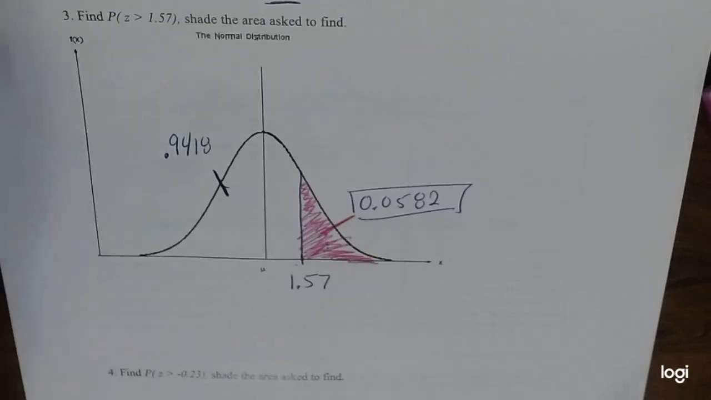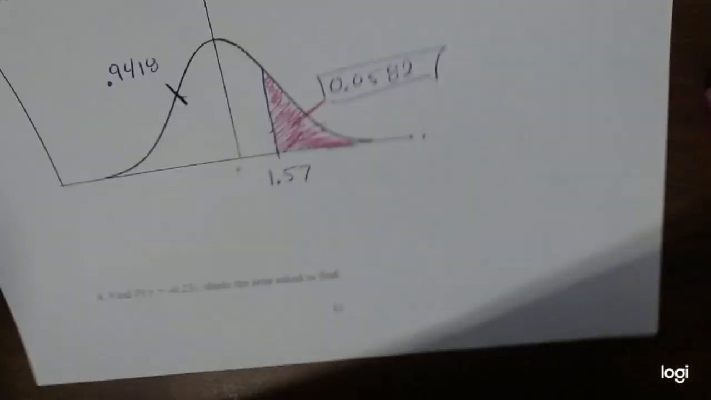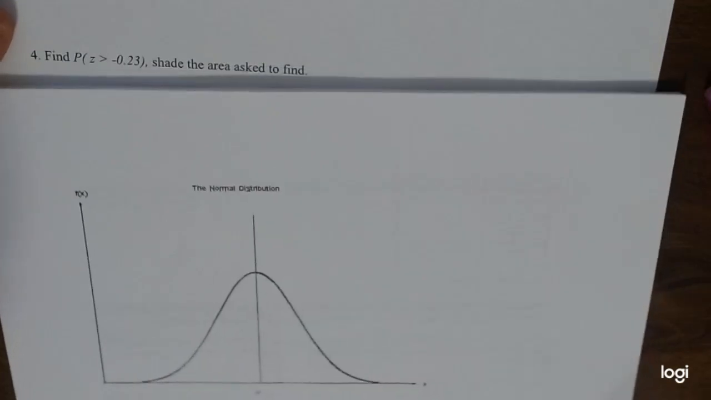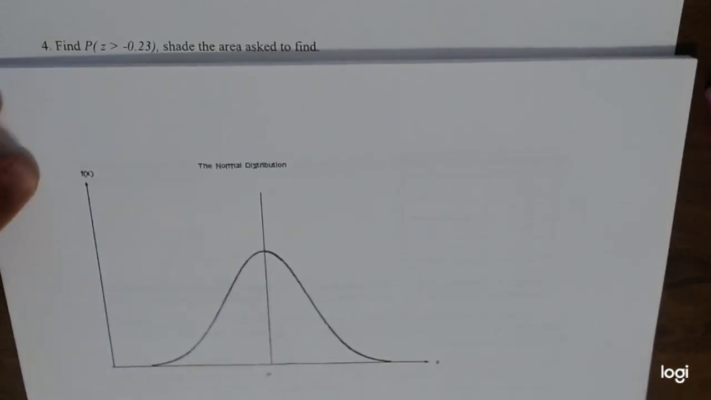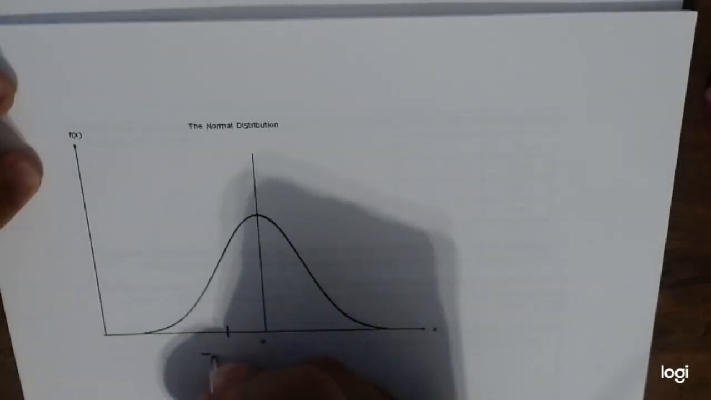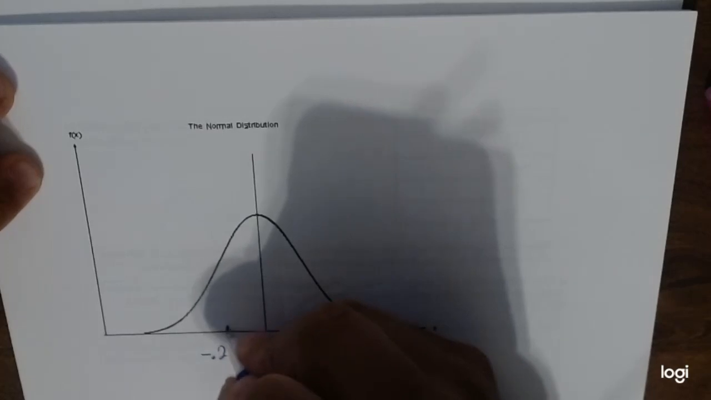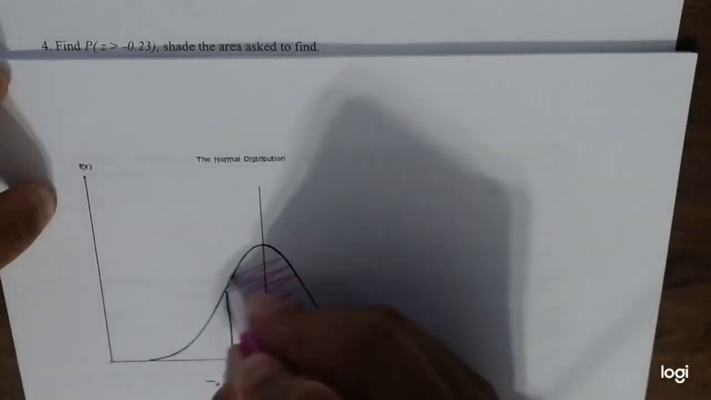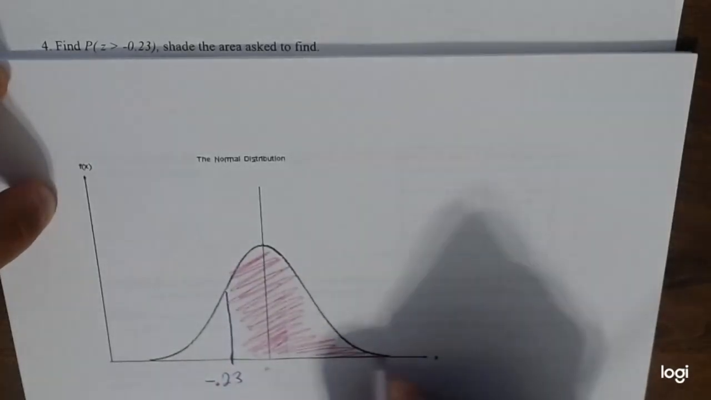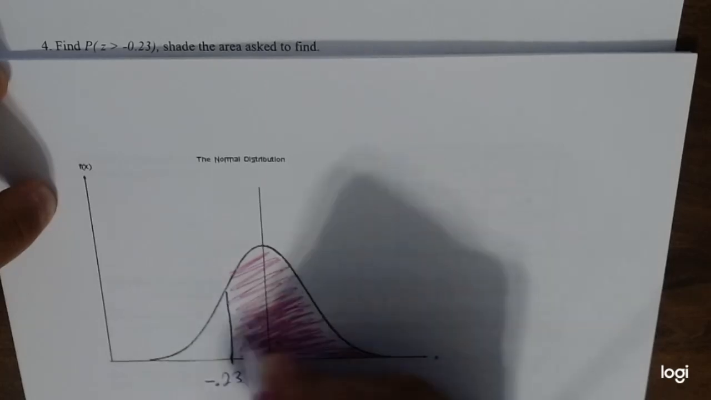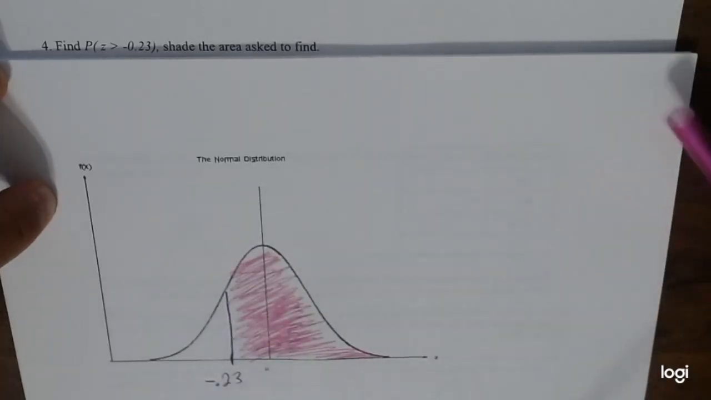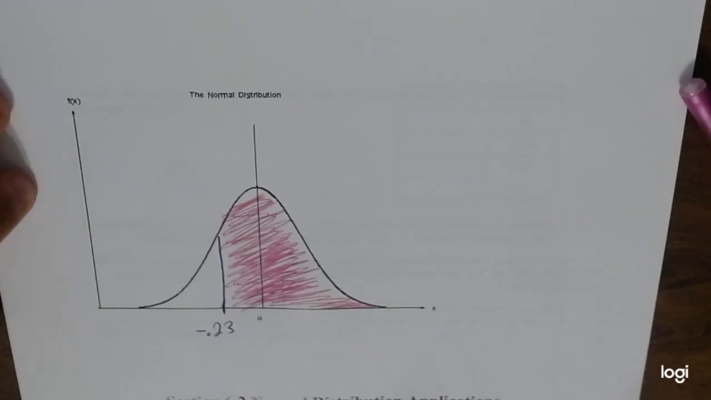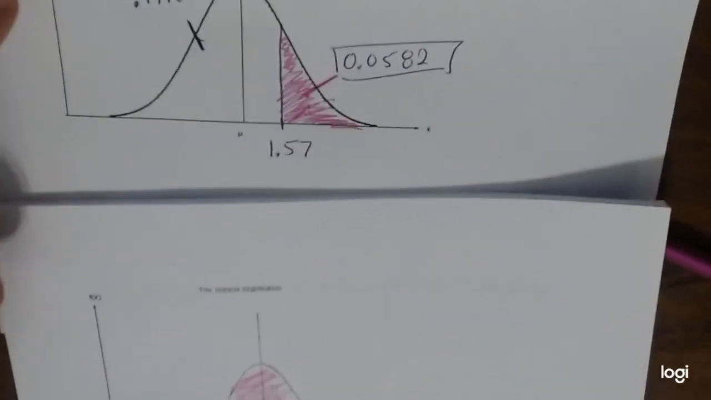Okay. Right, so last one is 4. It's kind of cut off here, but it's not too bad. So we want z greater than negative 0.23. So here's negative 0.23. And again, I want everything greater than that, so I'm shading everything to the right of it. But just like the last question, I cannot find it directly. I have to do the exact same process we did for this one.